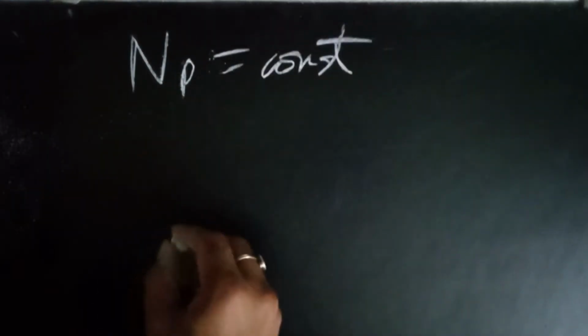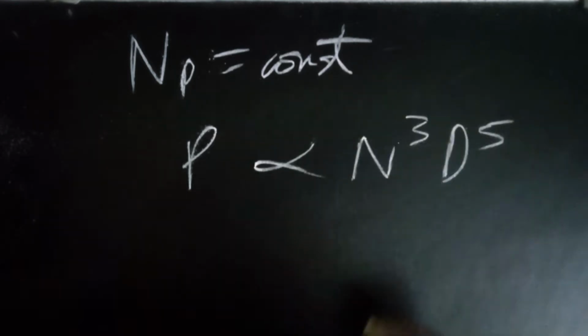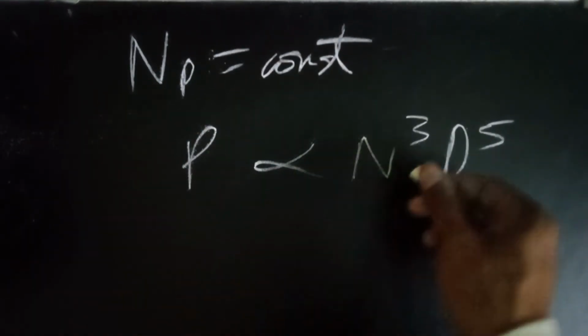This is for a lower Reynolds number, less than 10. For a higher Reynolds number, let's say turbulent, Np is constant. That clearly means that power is proportional to n cubed d to the 5, because Np is power upon rho n cubed d to the 5.